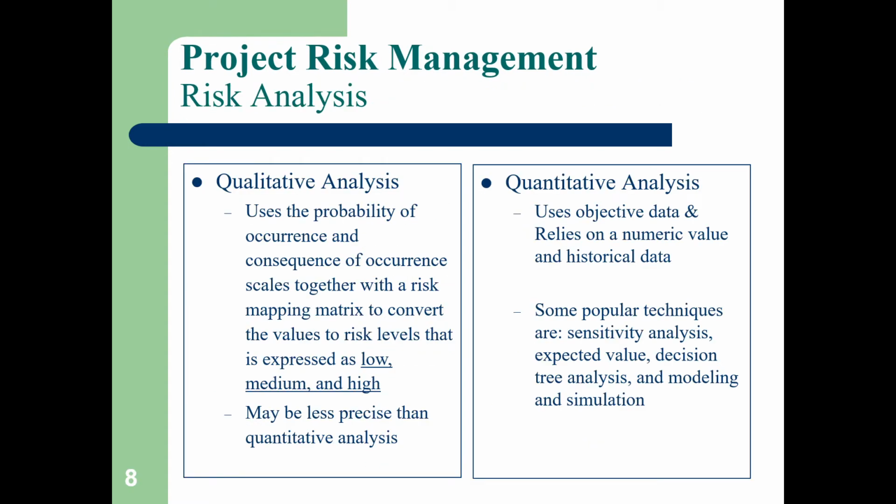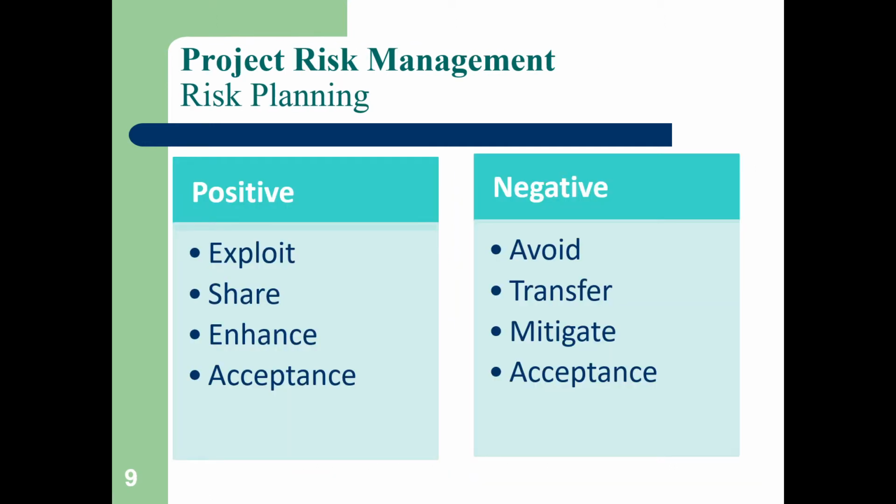So these are risk analysis. There are two ways of doing it. There's the qualitative and then there's the quantitative. The qualitative uses the probability of occurrence and consequence of occurrence scales together with a risk mapping matrix to convert the values to risk levels that are expressed as low, medium, and high. However, this may be less precise than the quantitative analysis. The quantitative analysis uses objective data and relies on numeric values and historic data. Some popular techniques for quantitative analysis are sensitivity analysis, expected value, decision tree analysis, and modeling and simulating.